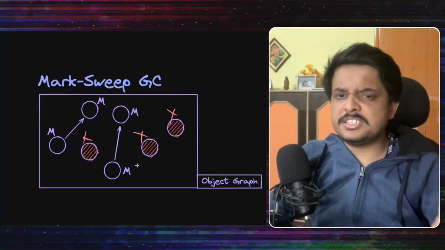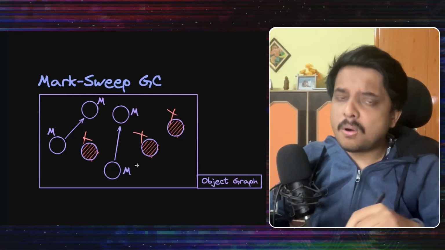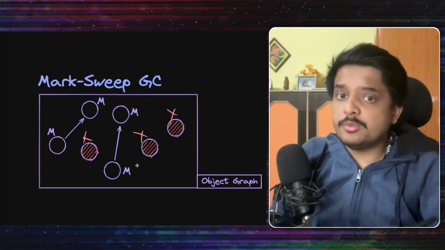Now you see, in this method, the GC has to go through all the nodes in the graphs, or all the objects that are there in the program, before it can remove anything.